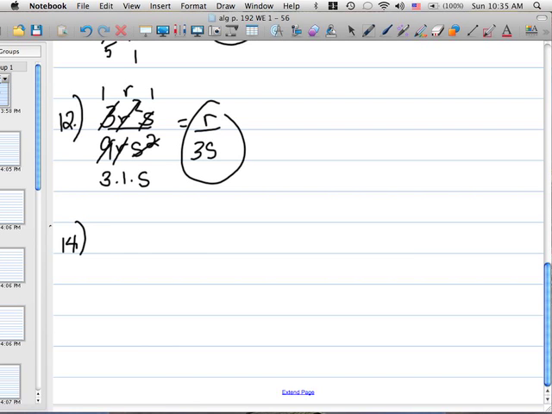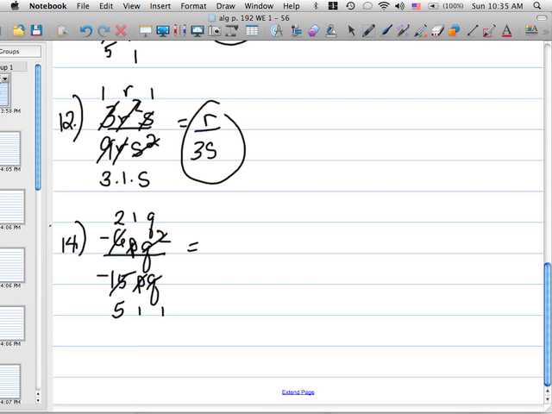Problem number 14, we have negative 6pq squared over negative 15pq. Negative divided by negative, that's a positive. 3 goes into 6 2, and 3 goes into 15 5. We can cancel out the p's and take out a q on the bottom and a q on top, leaving a q on top. So the top is 2q. Remember, it's positive, and 5 on the bottom.